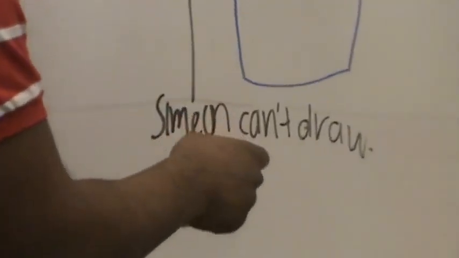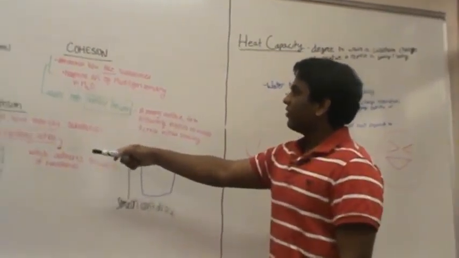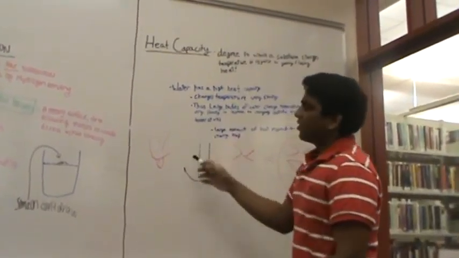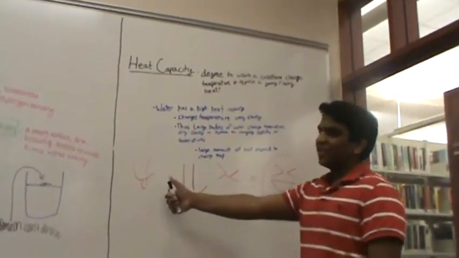Moving on. So that's basically water as a solvent, cohesion, adhesion, and expanding. And it has heat capacity. So now we're getting to heat capacity.